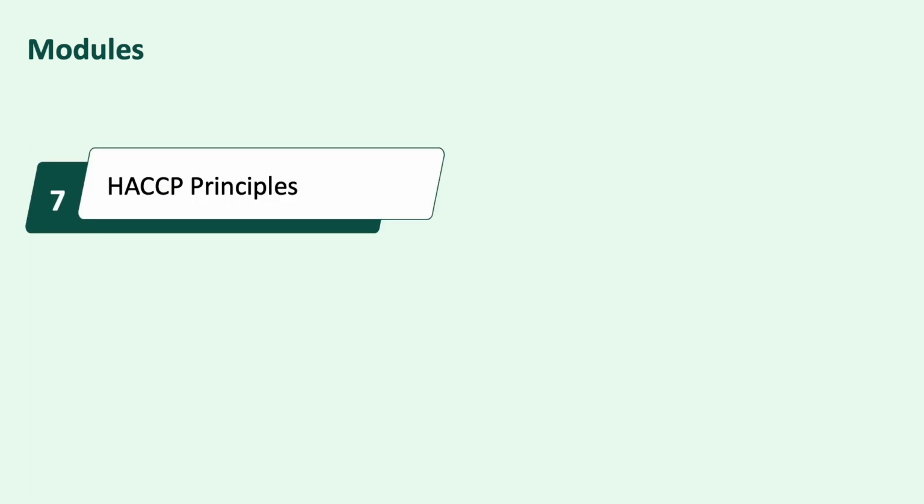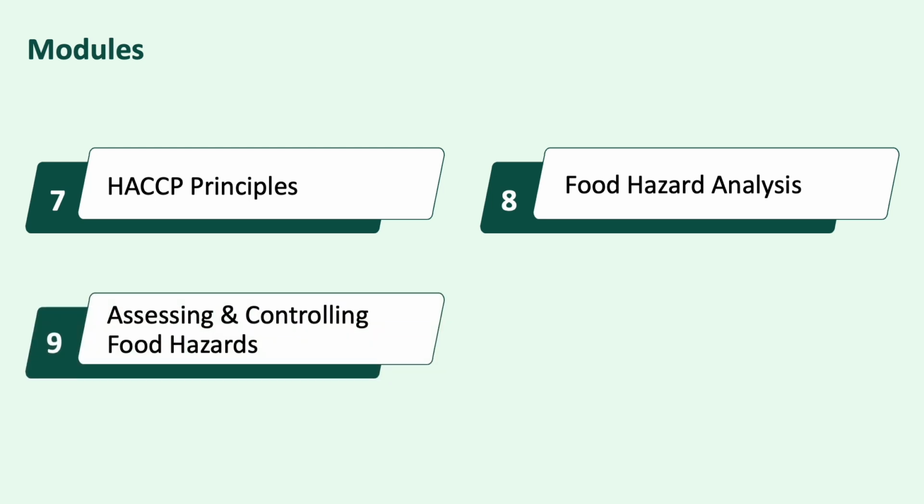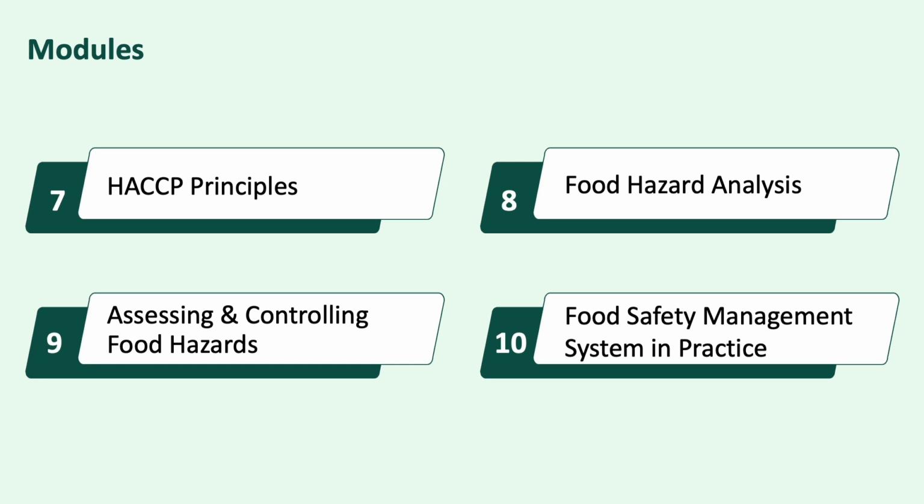Module 7, HACCP Principles. Module 8, Food Hazard Analysis. Module 9, Assessing and Controlling Food Hazards. And Module 10, Food Safety Management System in Practice.